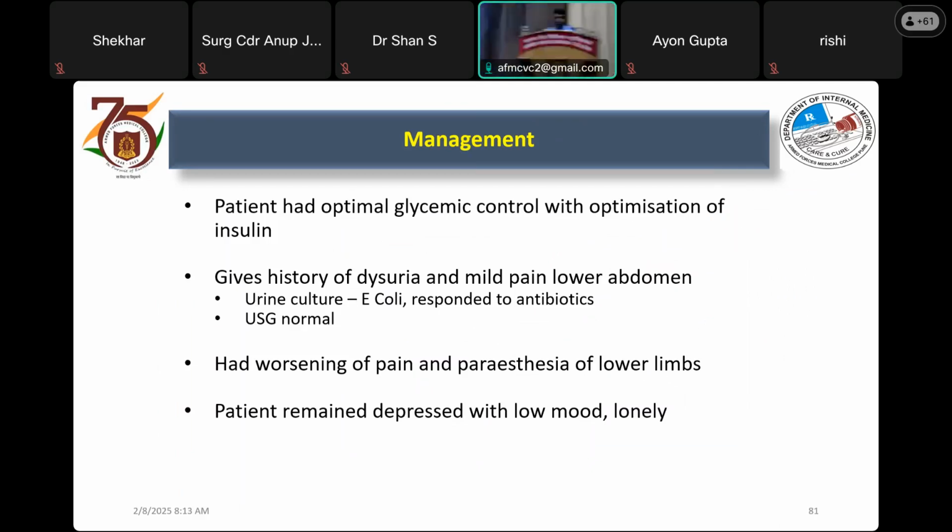She gave a history of dysuria with mild abdominal pain. Her urine culture showed E. coli, which responded to antibiotics. However, her ultrasound was normal. She had worsening of pain and paresthesias of the lower limb following the initiation of insulin. The patient also remained depressed with low mood and was lonely when found in the ward.